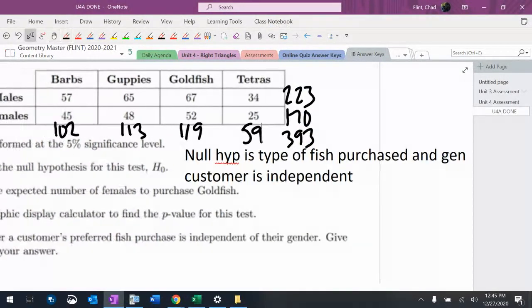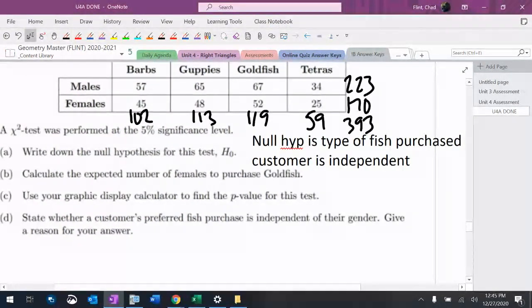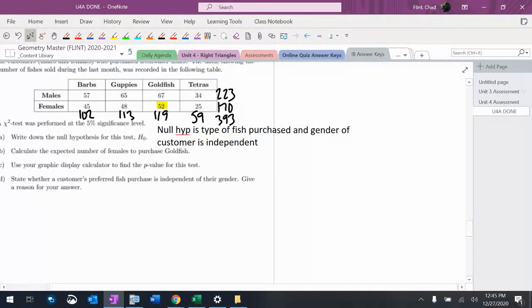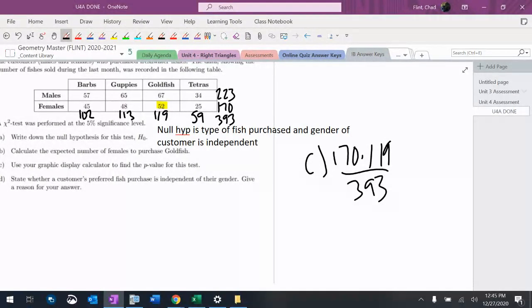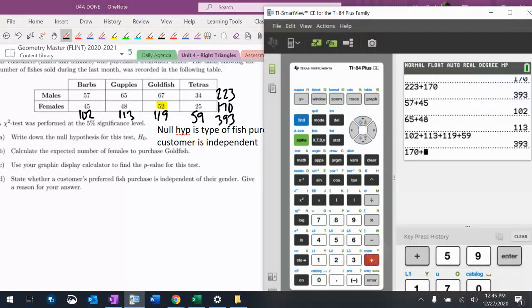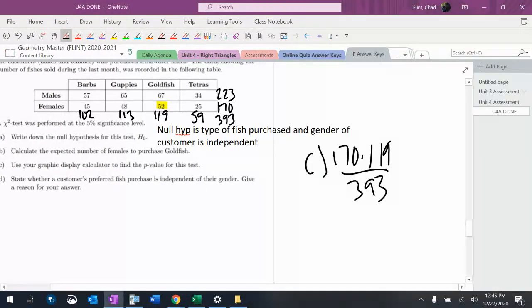So it says find the expected number of females to purchase goldfish. So that's this box right here, which is row total, 170. Let's write this off to the side here. Let's see, 170 times 119 divided by 393. So 170 times 119 divided by 393 is 170.3.